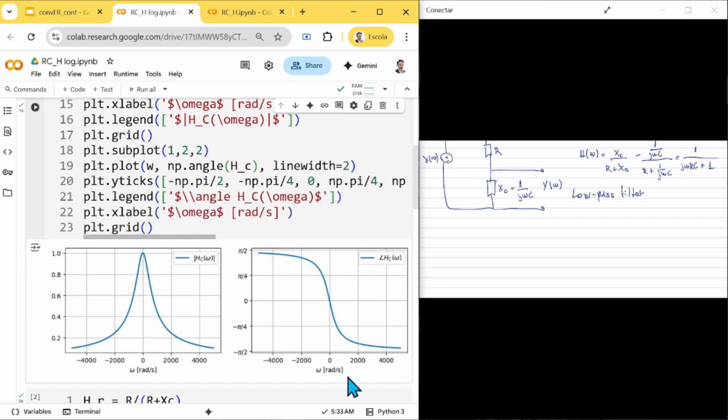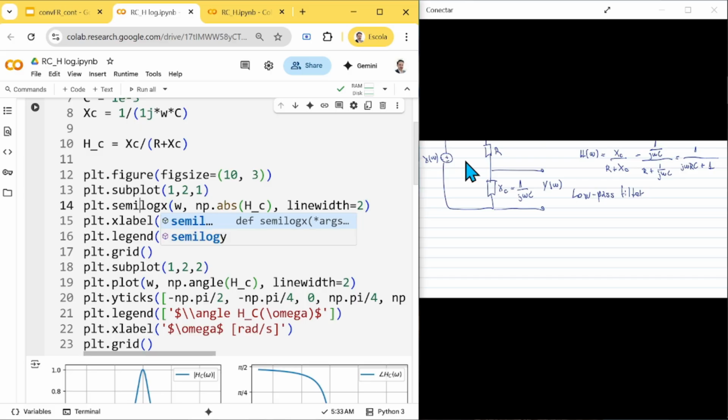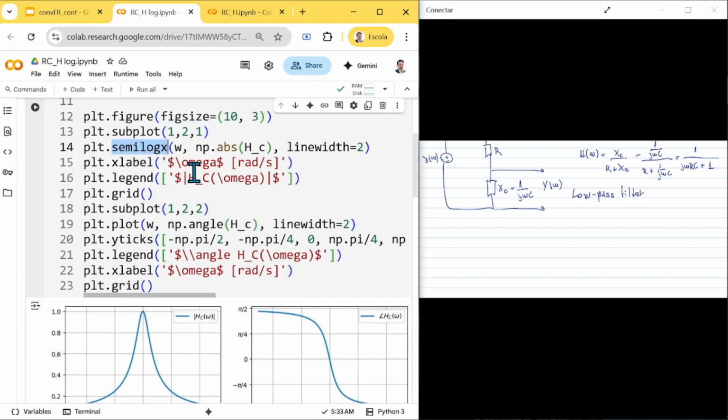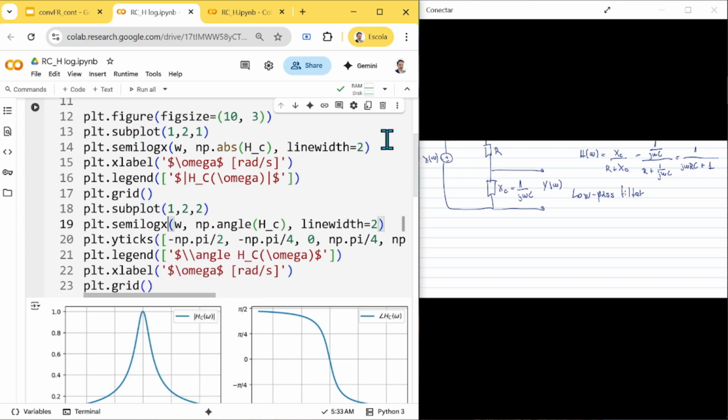First thing we'll do is show the frequencies in a log scale. So wherever I have a plot here, I will do semi-log x. That means I want a log scale, but just in the horizontal axis. This is why I have semi here, because I don't want a log scale in both axes, just in horizontal, just in the x axis. Here again. So let's see what happens.